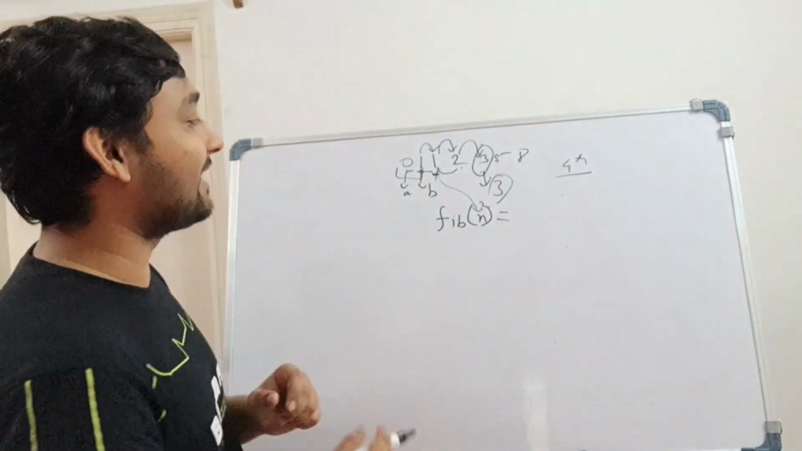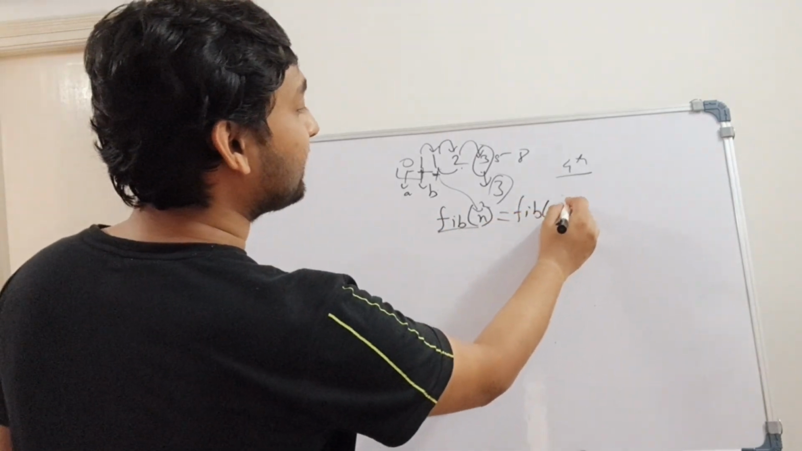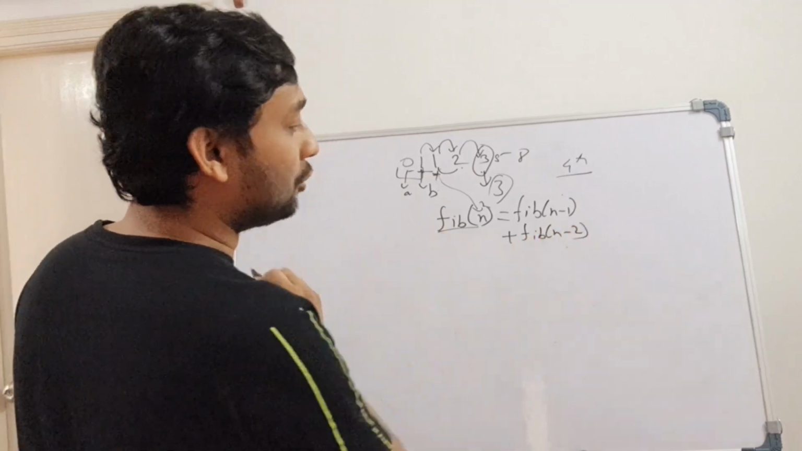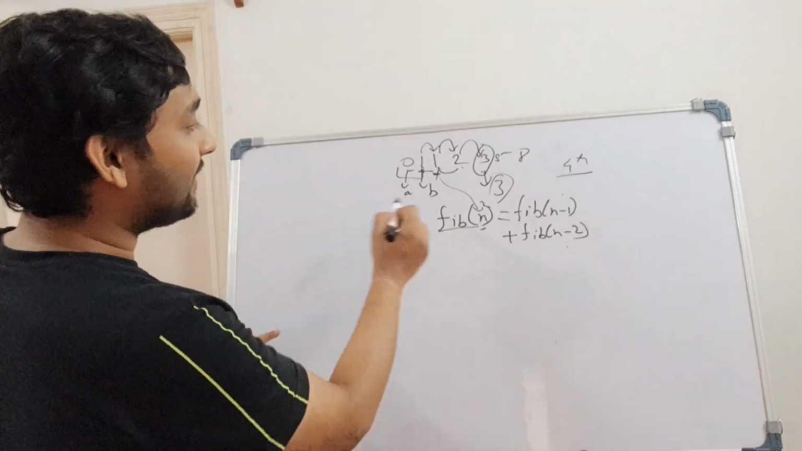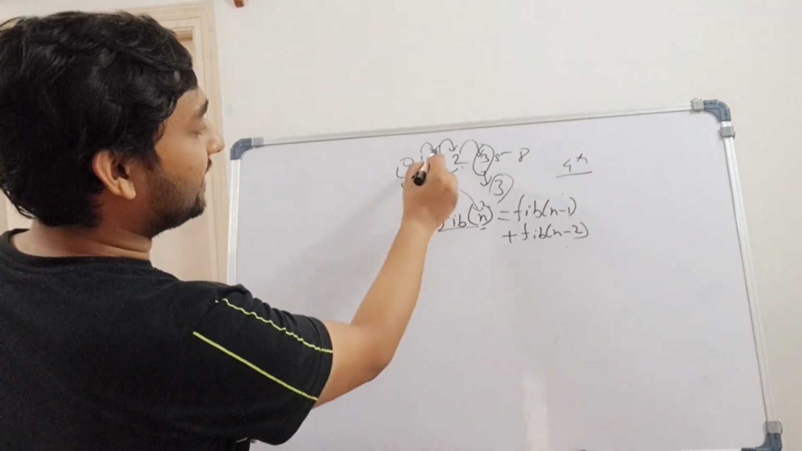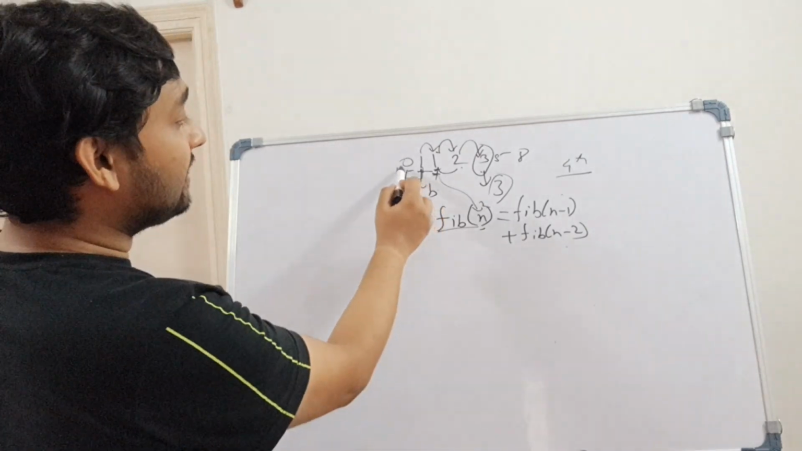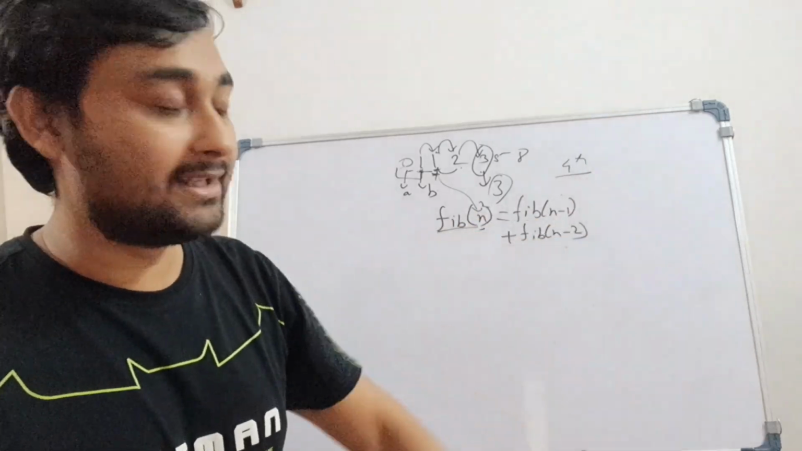So let's understand this. Fibonacci of n will be equal to Fibonacci of n minus 1 plus Fibonacci of n minus 2. You're understanding, right, why I have written like that? Fibonacci of n I've considered as this number, which is at second index. Okay, so it is the addition of the 0th index plus the first index. So like that it will work in the entire series.